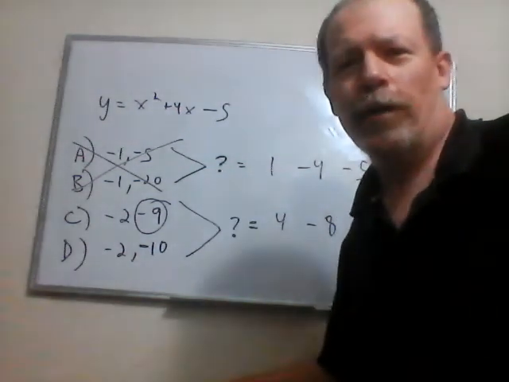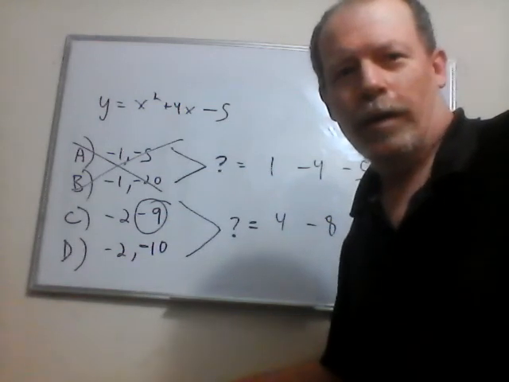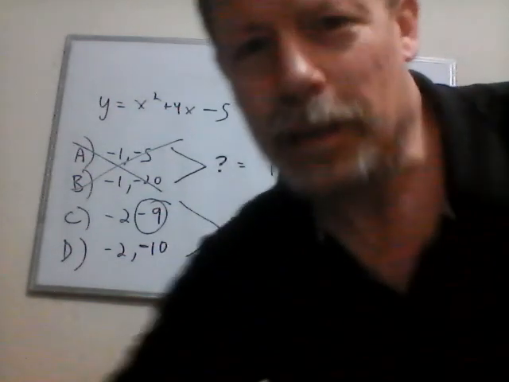So this is a very fast problem if you can determine how to eliminate the bad options most quickly. And I think this was the quickest way.